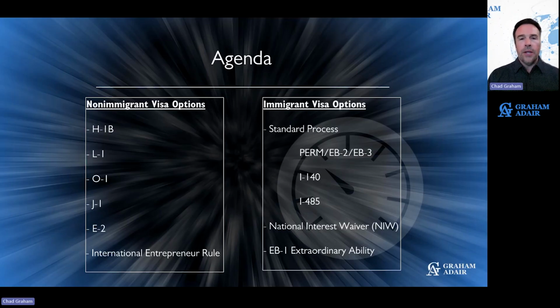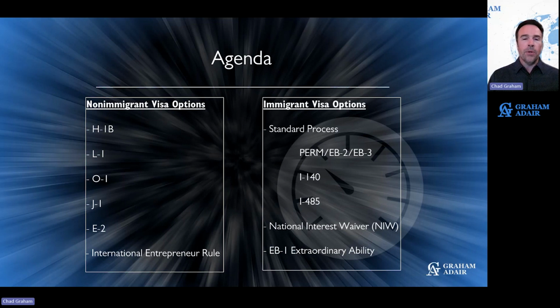This here is the agenda of what we will go through on this presentation. The presentation is divided up into two sides. One is the non-immigrant visa options, and the other side is the immigrant visa options. What that means, generally speaking, is when somebody comes to the United States to work, typically they come here on a work permit, which is considered a non-immigrant intent, meaning the intention is that you're going to come to the United States for a specified period of time to do work and then return to your home country.